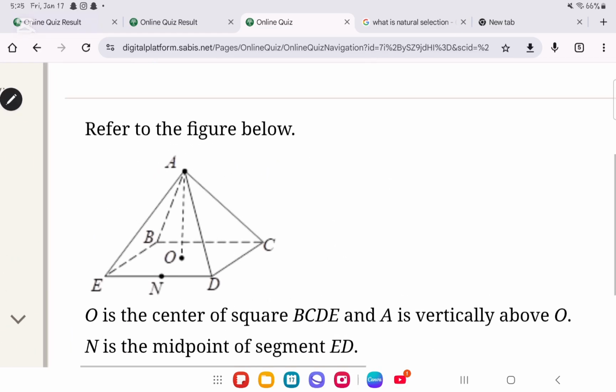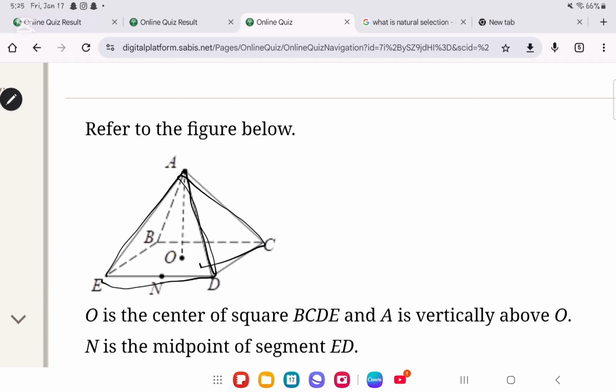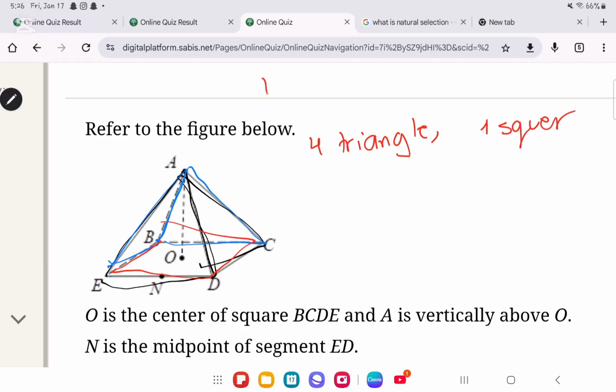Let us go back to this shape. Let us count how many areas we can possibly have. We have triangle 1 over here, then triangle 2 over here. Then in the back we have triangle 3 and triangle 4 over here. And do not forget the square at the bottom. So that means we have 4 triangles and 1 square.